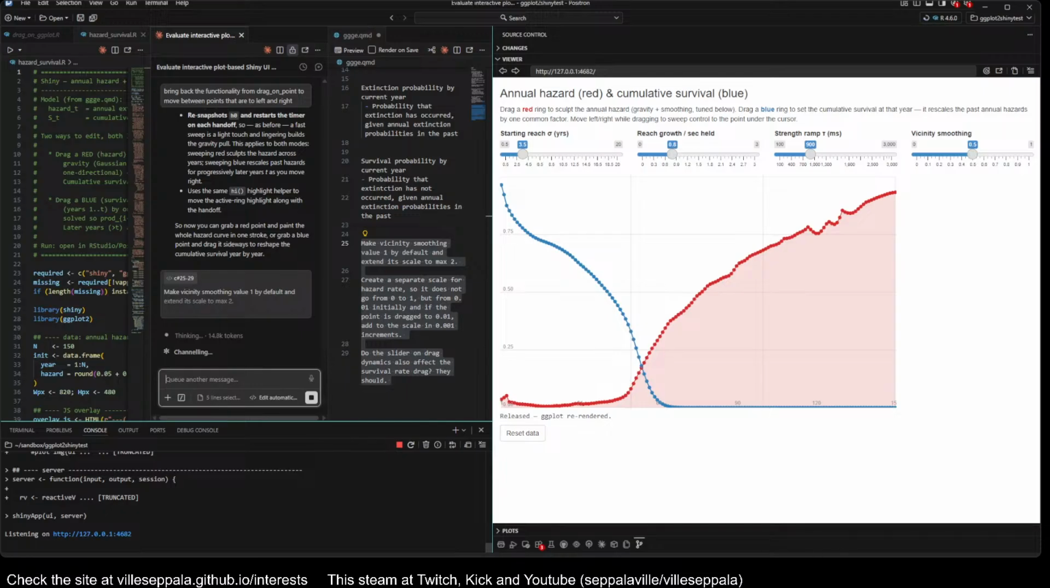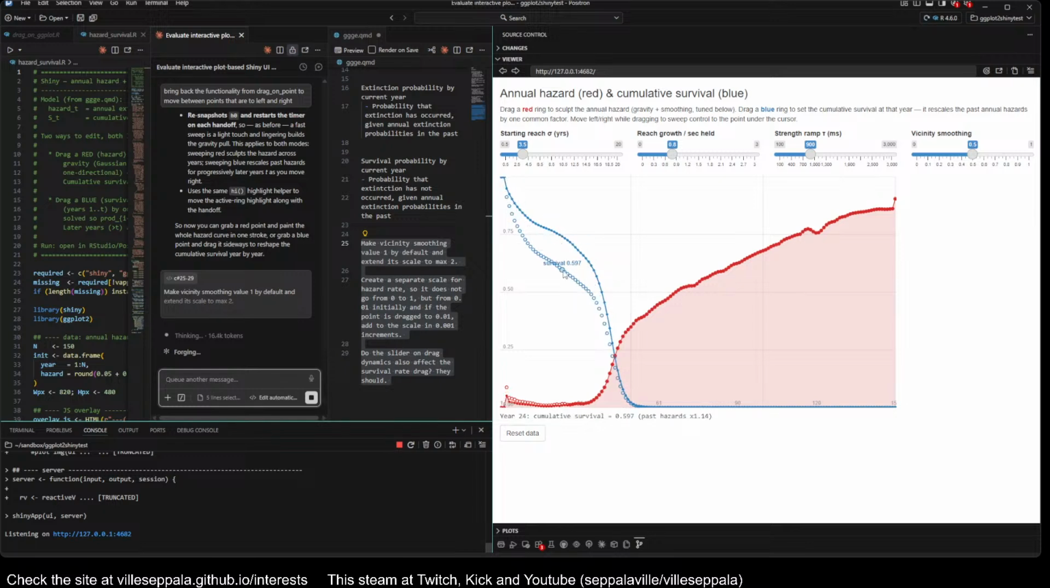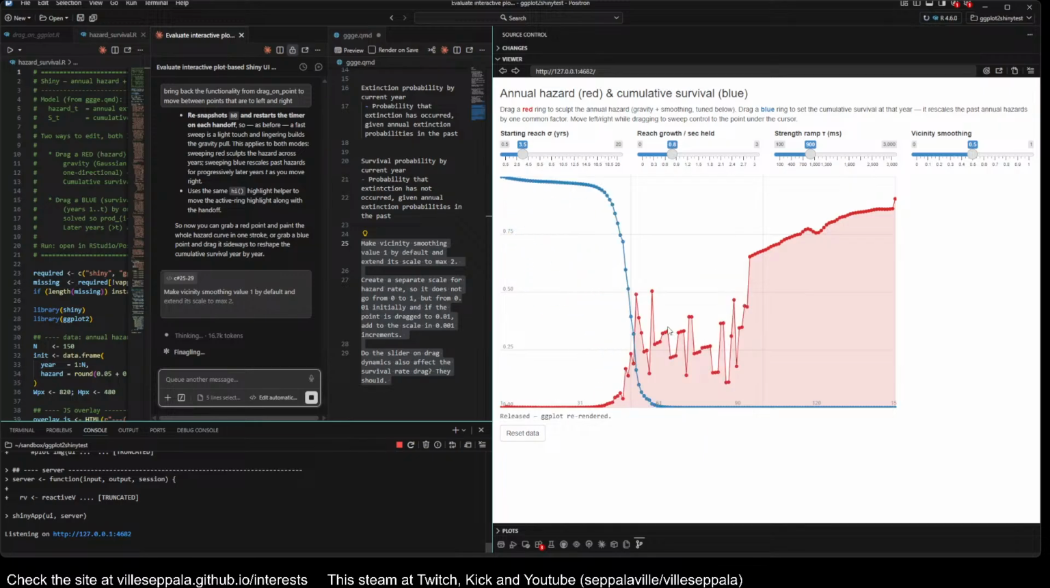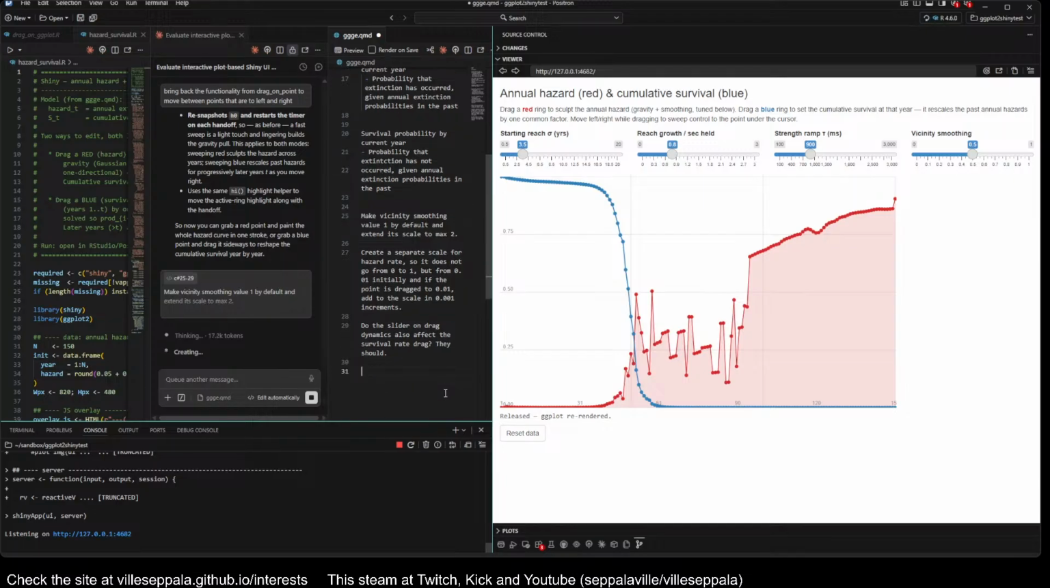I was also thinking I would want to add here a cumulative survival rate. If we think of this as survival of the species, so how long will the species have lived?